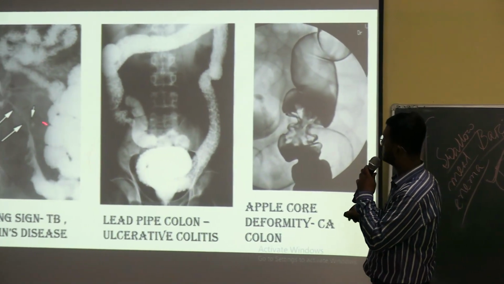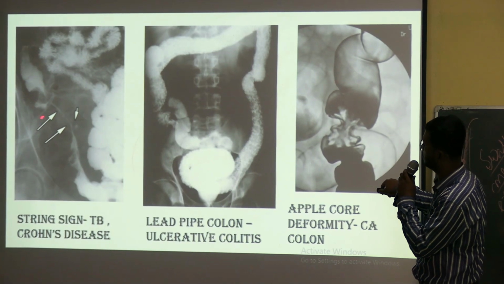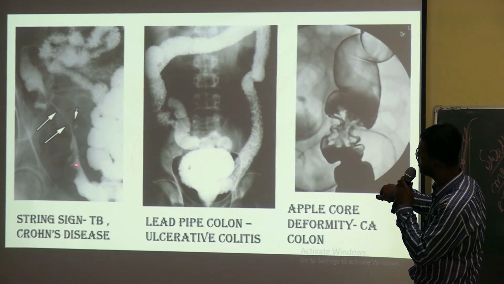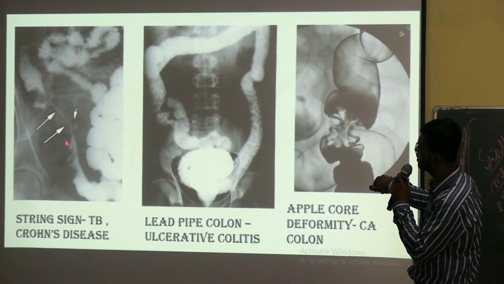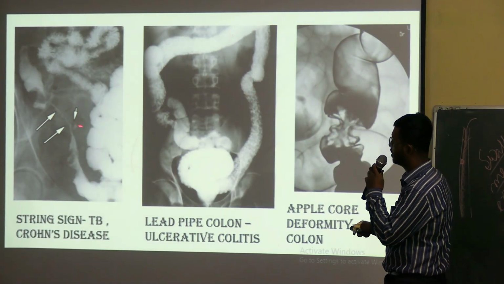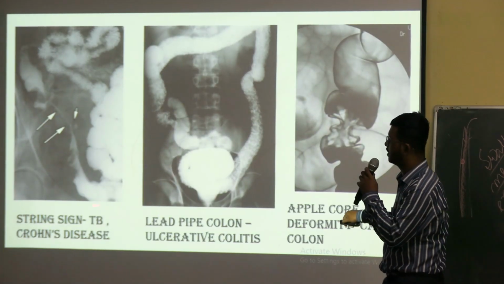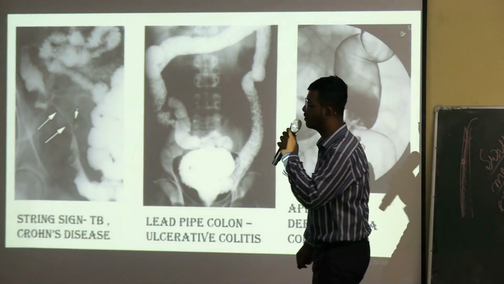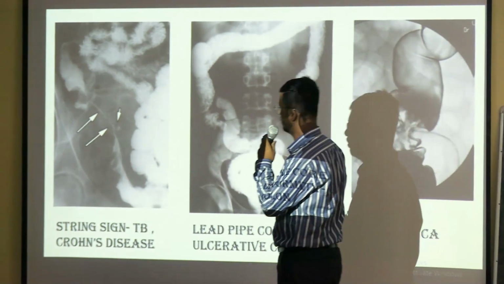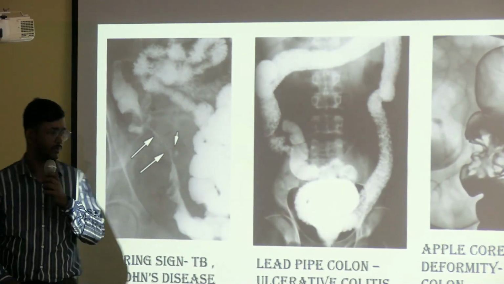Now, this part. Here you can see the ileum. The ileum is constricted. The ileum is not properly present. It is known as string sign. It occurs in TB and also in Crohn's disease. In Crohn's disease, it is known as string sign of Kantor. I'm not going into the details because it will be more time consuming now.